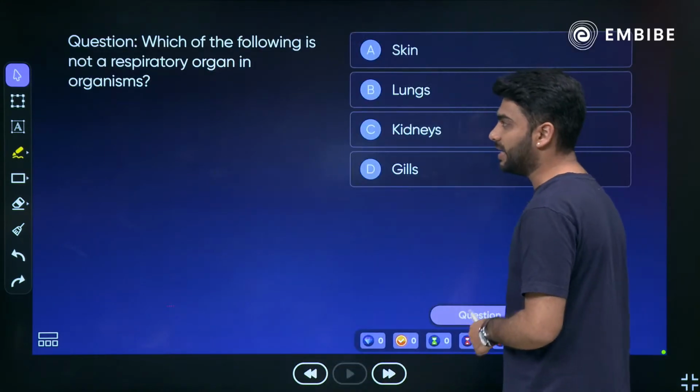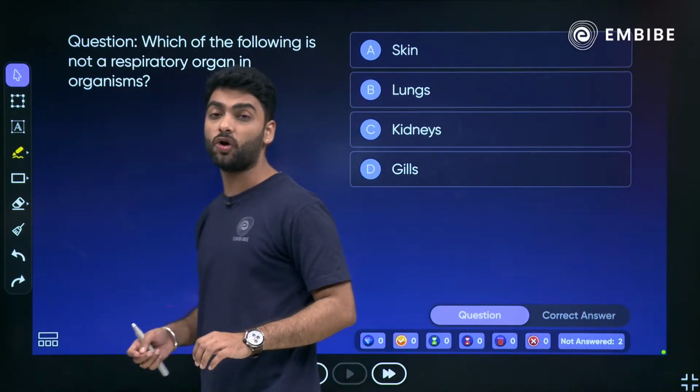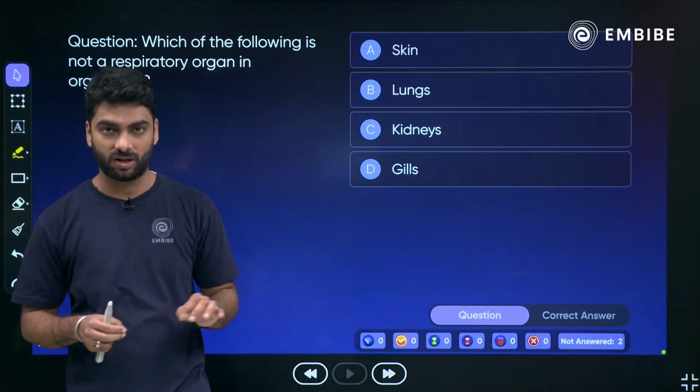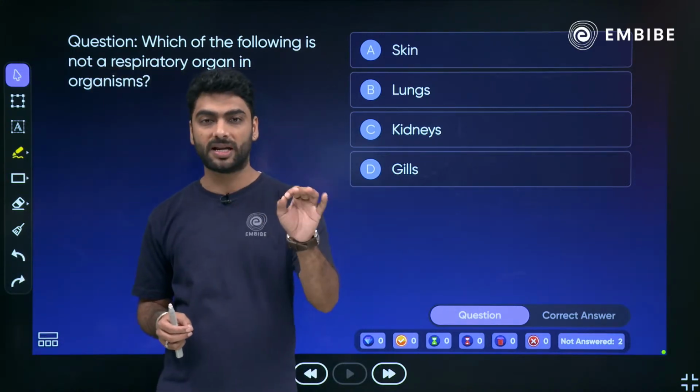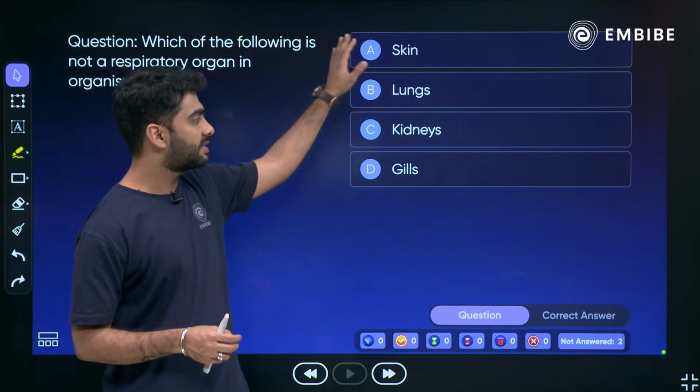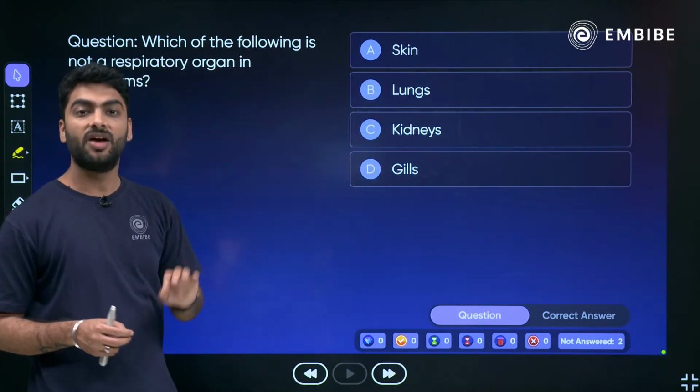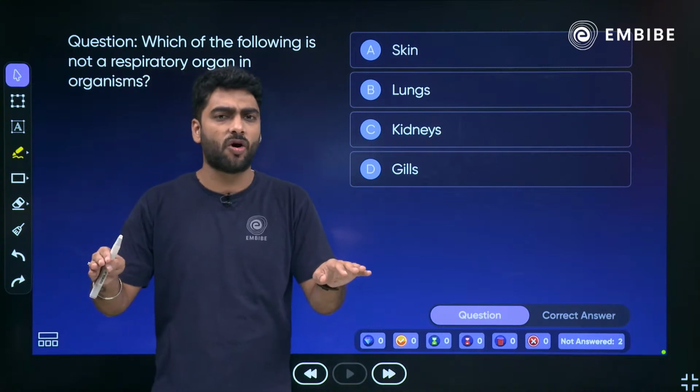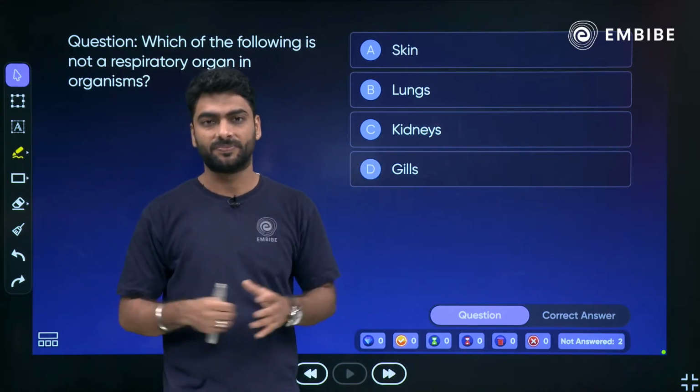So with that, guys, one more question: which of the following is not a respiratory organ? Is it skin, lungs, kidneys or gills? Which of these is not a respiratory organ in any organism?